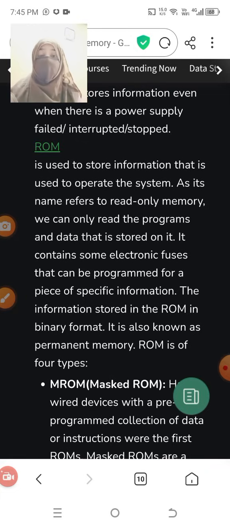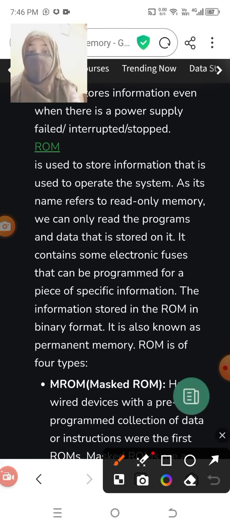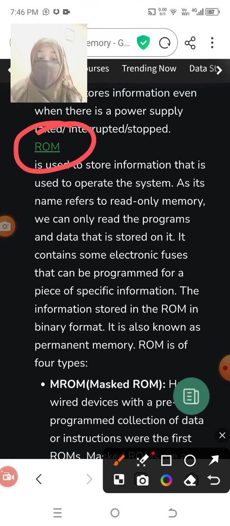In the previous video, we were discussing the types of memory. There were two types of memory. The first one was primary memory and the second one was secondary memory. Here is the subdivision of primary memory, that is RAM and ROM. In the previous video, we discussed RAM. Now in this video, we are going to discuss ROM, which is the second type of primary memory.